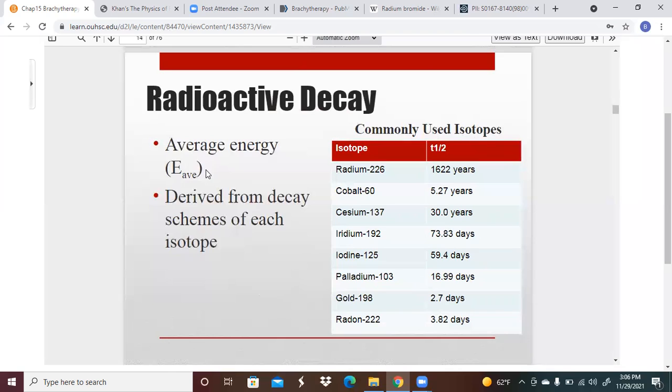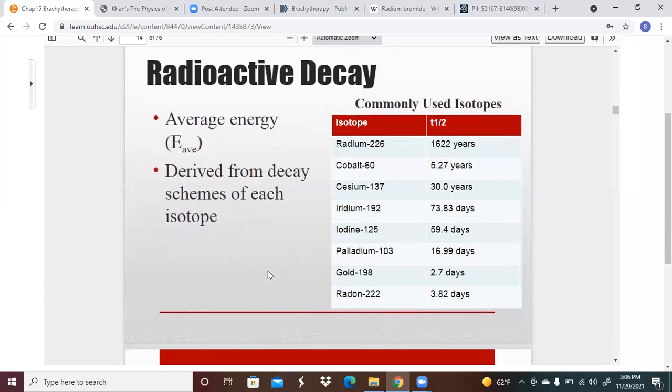The average energy is denoted as E sub average, and it's derived from the decay schemes of each one of these isotopes. So you have the isotopes listed here, and then you have the half-lives that are associated with that.